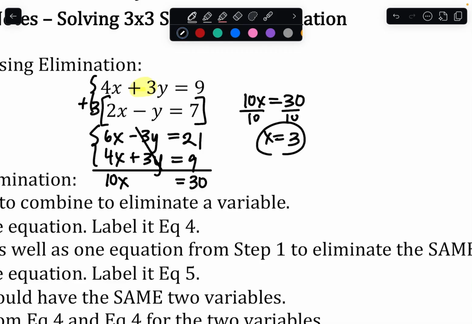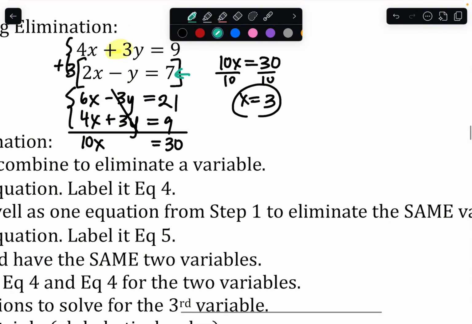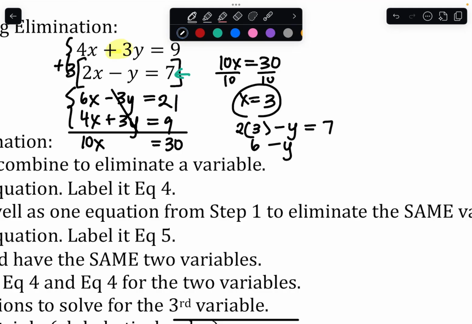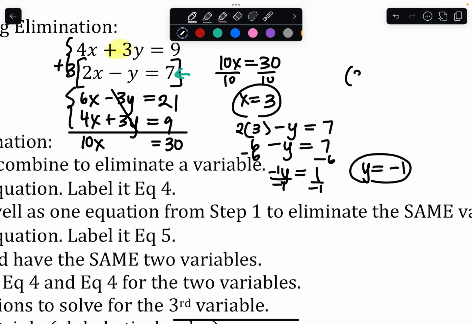Once you have x, pick either of your equations. I think this one looks easier. You'll get the same answer either way. And you are going to substitute 3 for x so that you can solve for y. So that gives me 6 minus y equals 7. Subtract 6 from both sides. So negative y equals 1. Technically, that's a negative 1 that you need to divide by. So y equals negative 1. And so our solution is the point 3, negative 1.